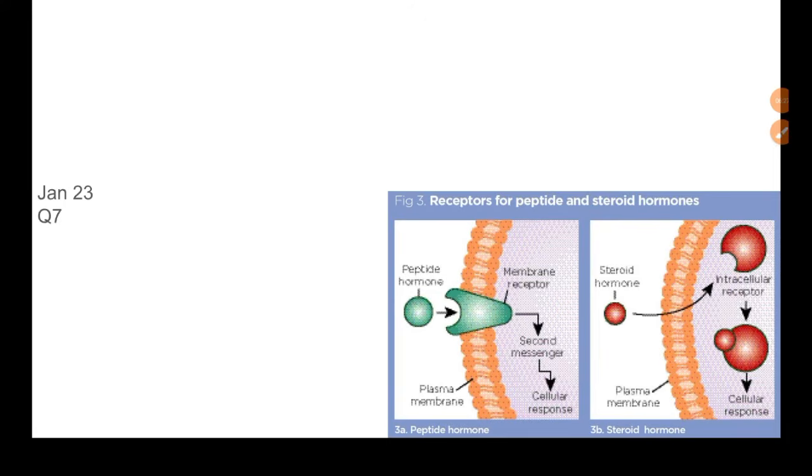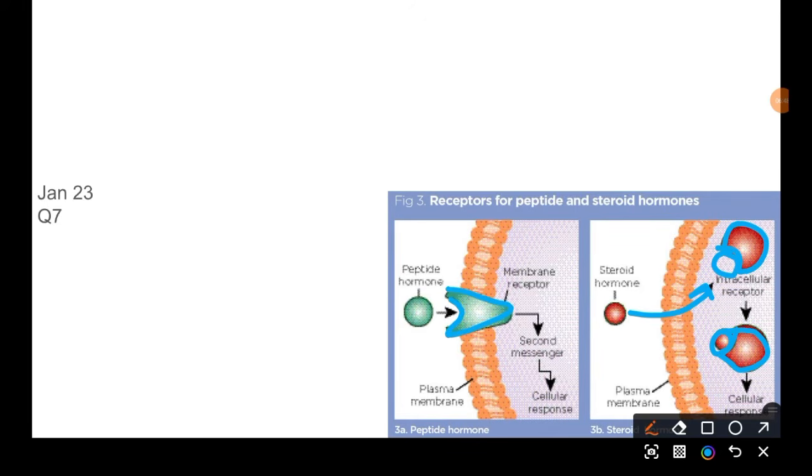Here is an actual diagram showing you what's going on for peptide hormone and steroid hormone. The steroid hormone can actually enter because it's lipid, derived from a lipid, and then it binds to a receptor and it forms this complex. But with the peptide hormone, from the outside, it binds to the receptor, membrane receptor, and then it causes the release of a secondary messenger which will affect the metabolism of the cell.